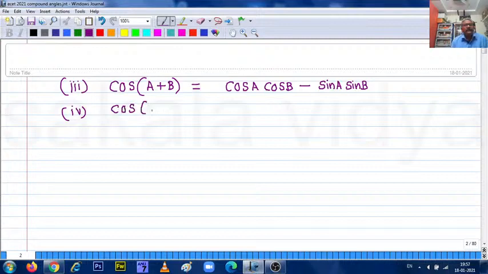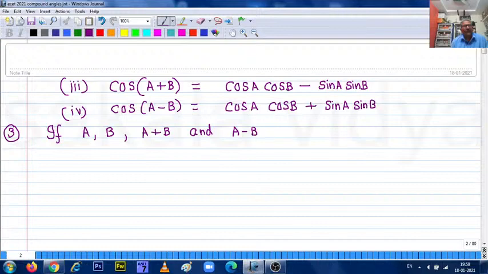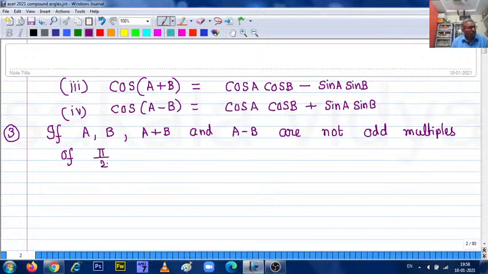So cos of A minus B equals cos A cos B plus sin A sin B. Now, next, third formula: if A, B, A plus B and A minus B are not odd multiples of pi by 2, then, let me explain.